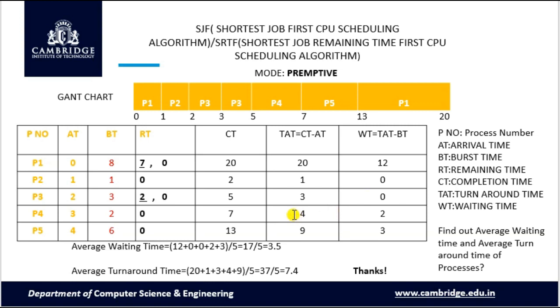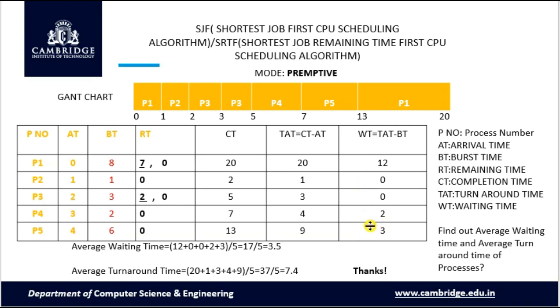Next, P4. Turnaround time of P4 is 4, and 2 is the burst time of P4. 4 minus 2 is 2. Next, P5. Turnaround time of P5 is 9. Okay, burst time is 6. 9 minus 6 is 3. This is how we found out the waiting time of each process.